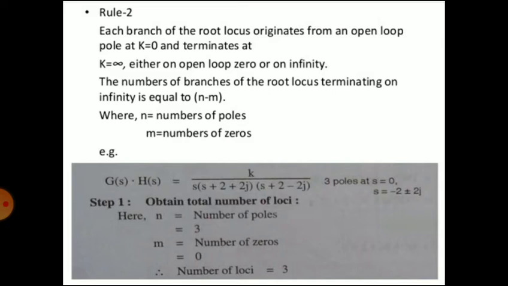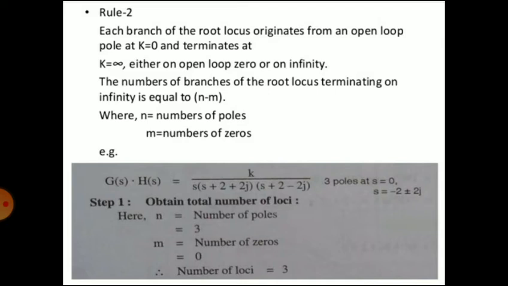In the numerator there is no s, so m, the number of zeros, is equal to 0. Then you have to find the number of loci, or the number of branches. The number of branches will be equal to the number of poles. There are 3 conditions. If the number of poles is greater than the number of zeros, then the number of branches is equal to the number of poles. Branches start from each open loop pole location.